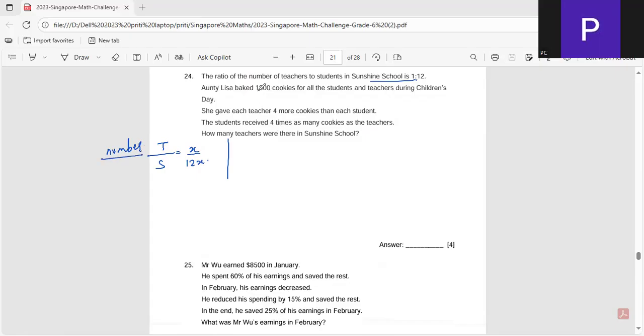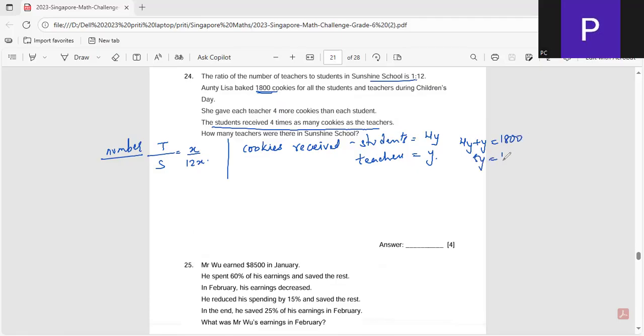Now, they have given the total number of cookies as 1,800 and the relationship here is that the students receive 4 times as many cookies as the teachers. We can do a model method, or we can just say the number of cookies received by students is 4y and the number of cookies received by the teachers is just y. The relationship is 4y plus y is 1,800. So 5y is equal to 1,800. Therefore, y is equal to 1,800 by 5.